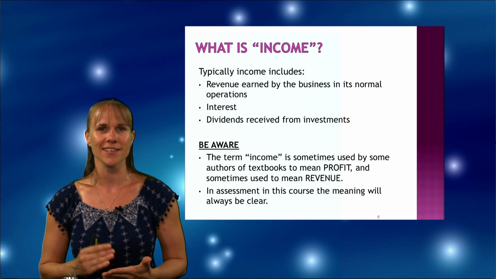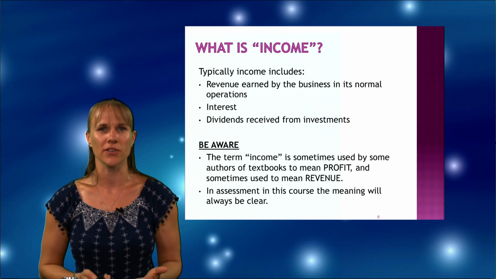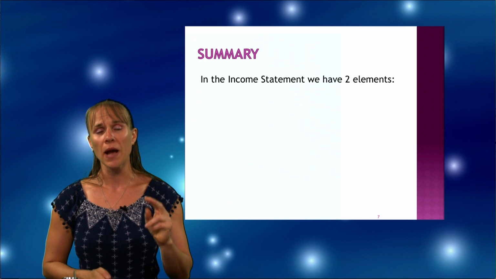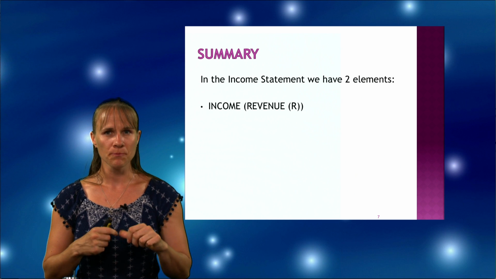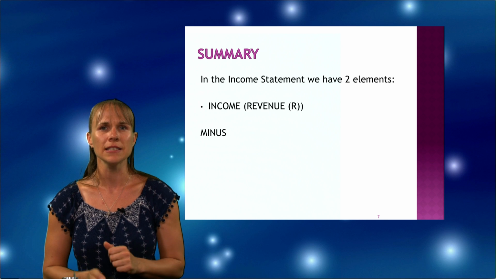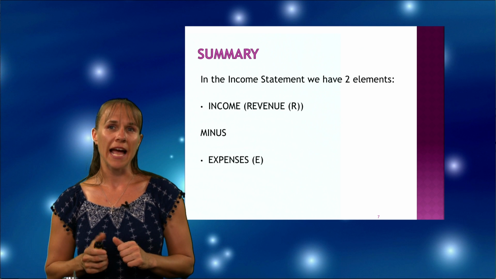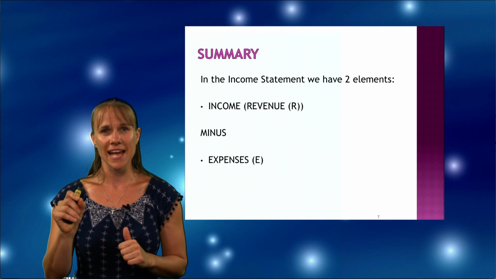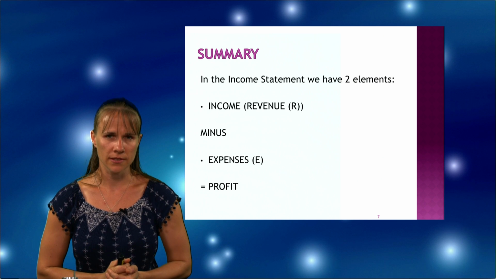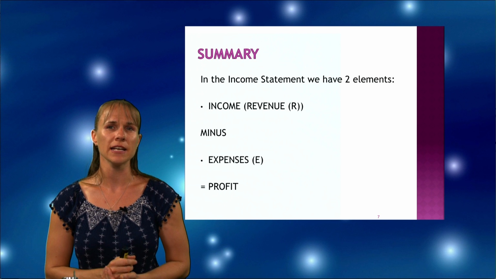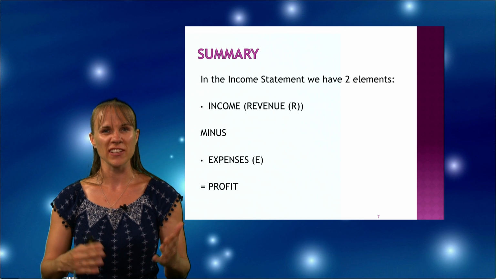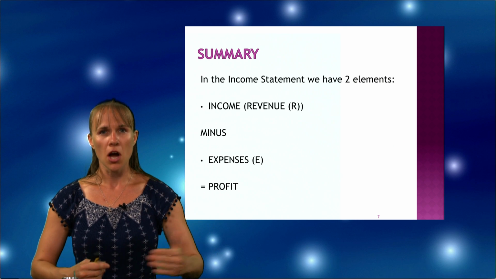We'll be very straight down the line, very clear, very direct for you. So in summary, just with our income statement, we have two elements. We have our income, we'll also call it our revenue, and we can just abbreviate that down to capital R. From there, we subtract our expenses, which we can abbreviate down to just a capital E, and that will give us profit. But as I said before, if your expense figure is greater than your revenue figure, you'll get a negative when you perform that calculation, and that just means we have a loss instead of a profit.